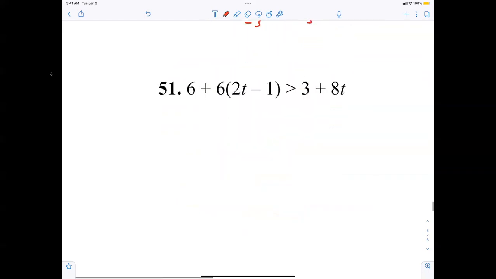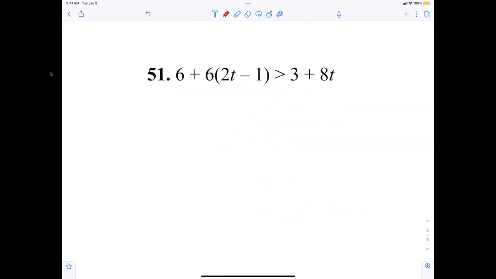All right, 51, let's go. So you would do 24T. Whoa. How do I get 24? No, we have to distribute first. That's a good mistake. Make yourself a note: distribute first. So what does that become? 12T minus 6.